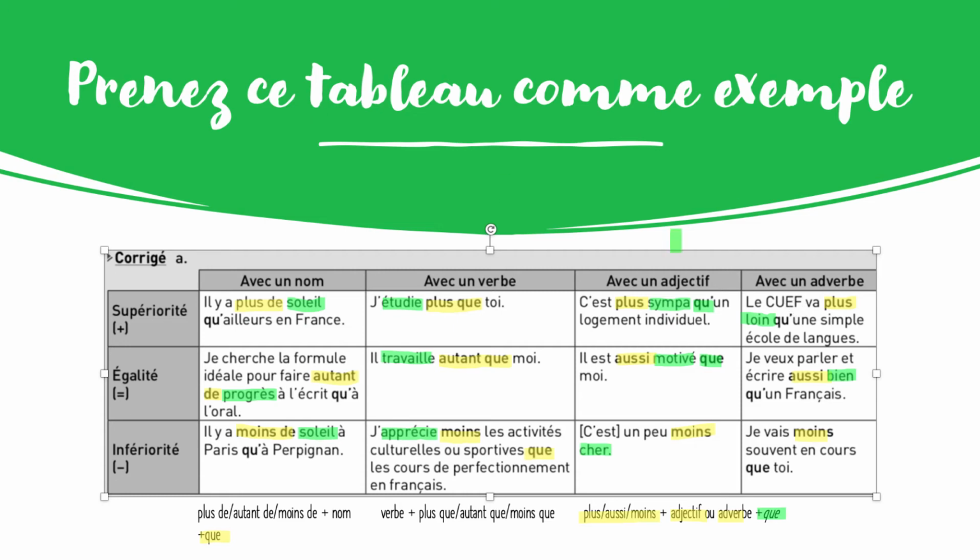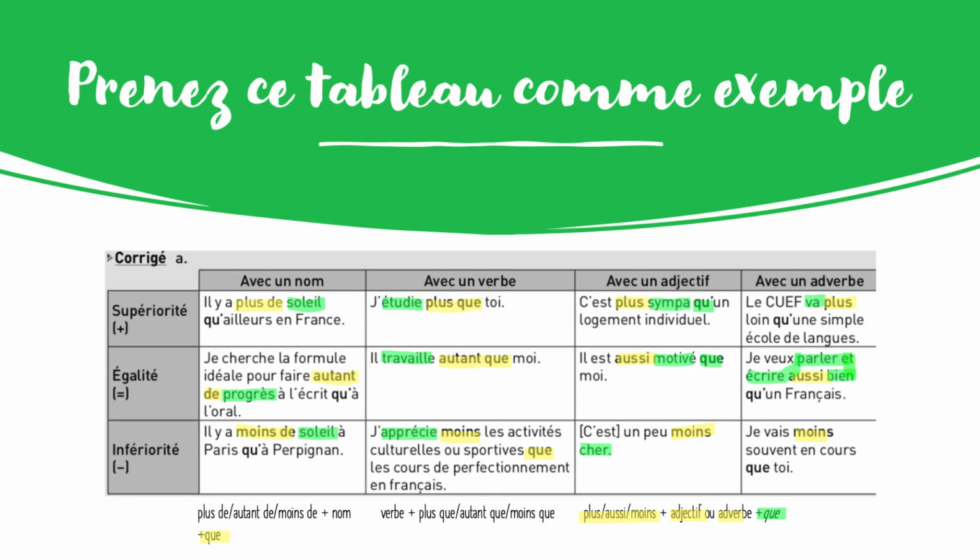So this is actually comparing this one and not loin. Okay, let me see if I can erase that. Perfect. All right. Je veux parler et écrire aussi bien qu'un français. The two verbs that we're comparing here is the fact that I want to speak and write as good as a French person, right? So these are the two verbs that I'm comparing.